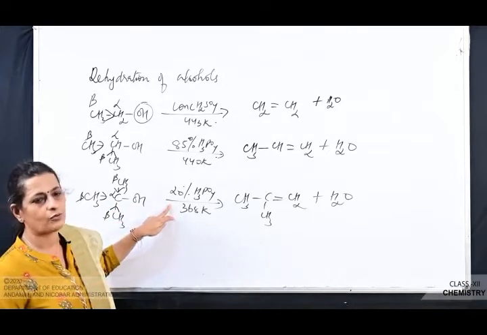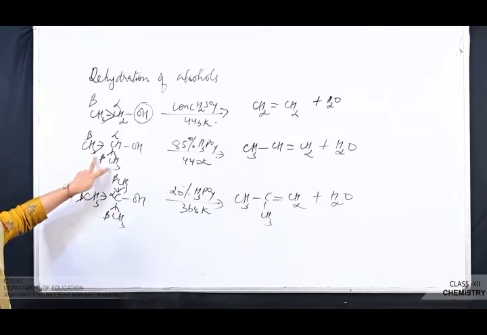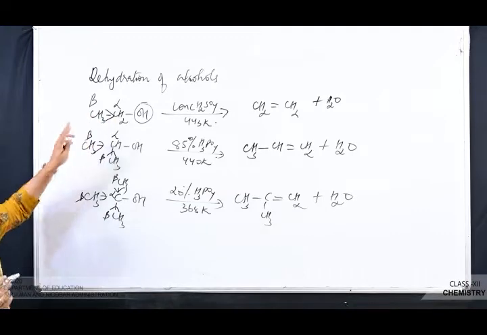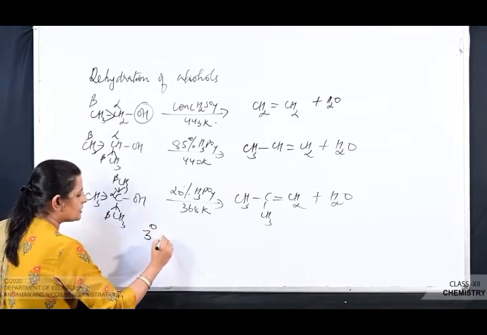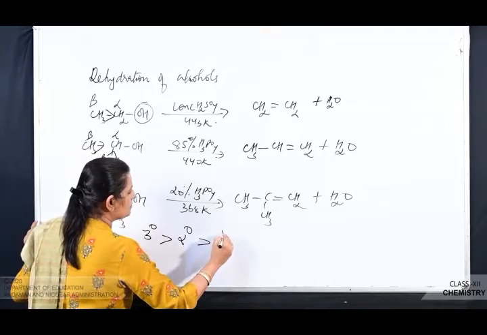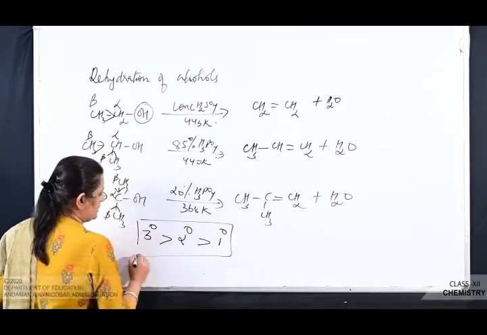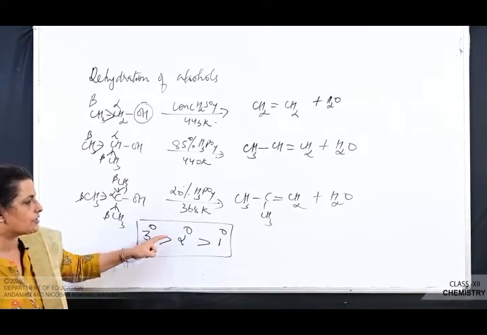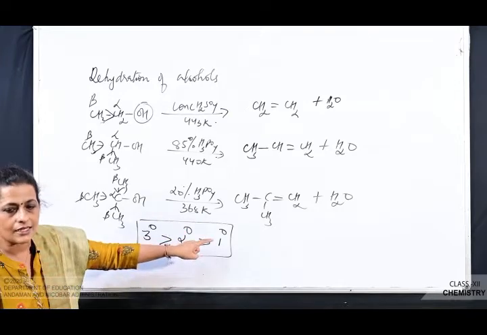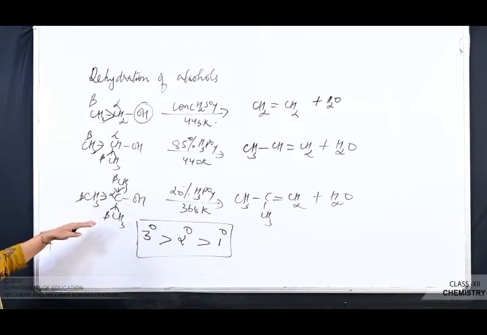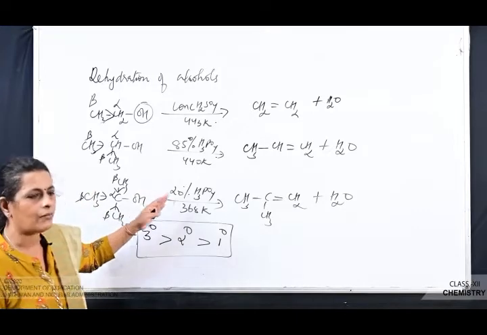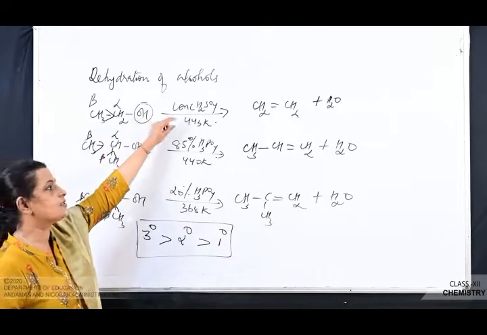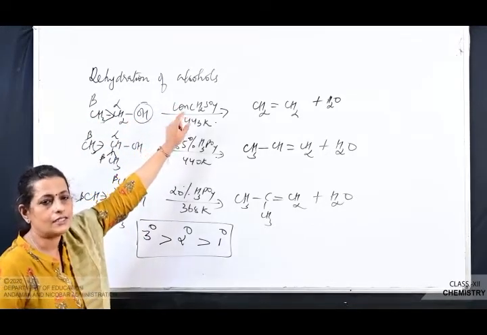So, the reagent which you require is what? Mild. In case of secondary, how many are there? Only 2 electron releasing alkyl groups. And in case of primary, only how many? 1. Or you can say a tertiary carbocation is more stable than secondary, which is more stable than what? Primary. So, it is explained on the basis of stability of the carbocation formed. A tertiary carbocation is more stable than secondary, which is more stable than primary. So, that is the reason why in case of tertiary alcohol, you require a mild dehydrating agent, and in case of primary, you require what? A very strong dehydrating agent, that is concentrated sulfuric acid.